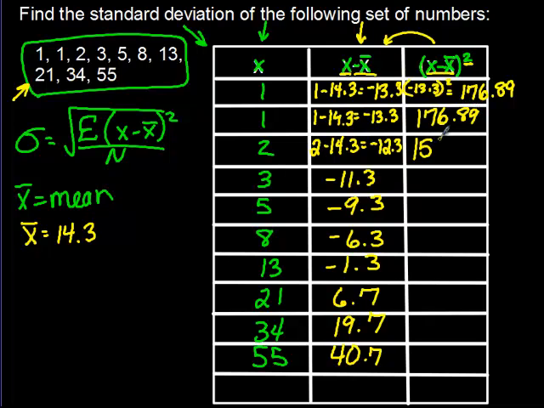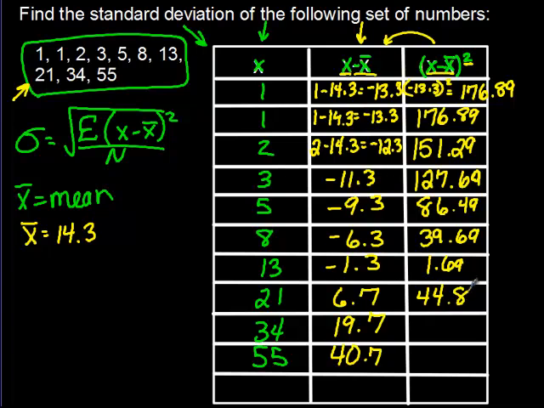Then we have 151.29. We have 127.69. We have then 86.49, 39.69, 1.69. Then we have 44.89, 388.09, then 1,656.49.